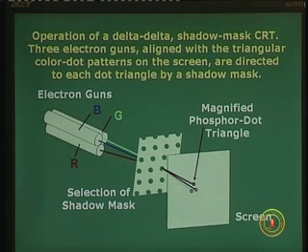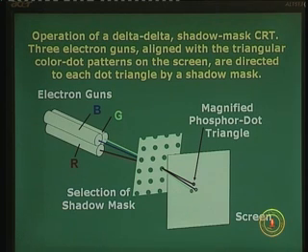which is to provide with an EGA display. Okay. Well, we were talking about 3 dots on the screen which are to be fired by 3 different guns, and this shows how it is implemented. Okay. So, we are talking of an operation of what is called a delta-delta shadow mask CRT, and 3 electron guns aligned with a triangular colored dot pattern on the screen are directed to each dot triangle by a shadow mask. Okay. So, the beams from the 3 electron guns, which are also arranged in some triangular arrangement like the colored dot patterns on the screen, and the beams come out.